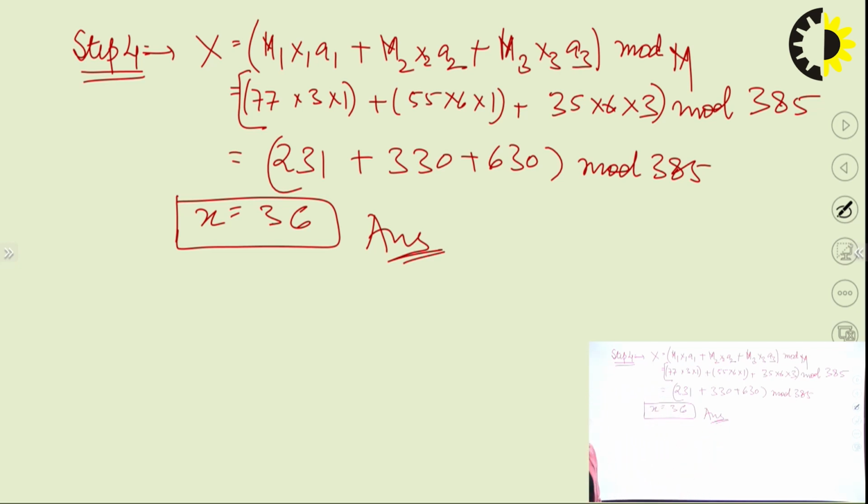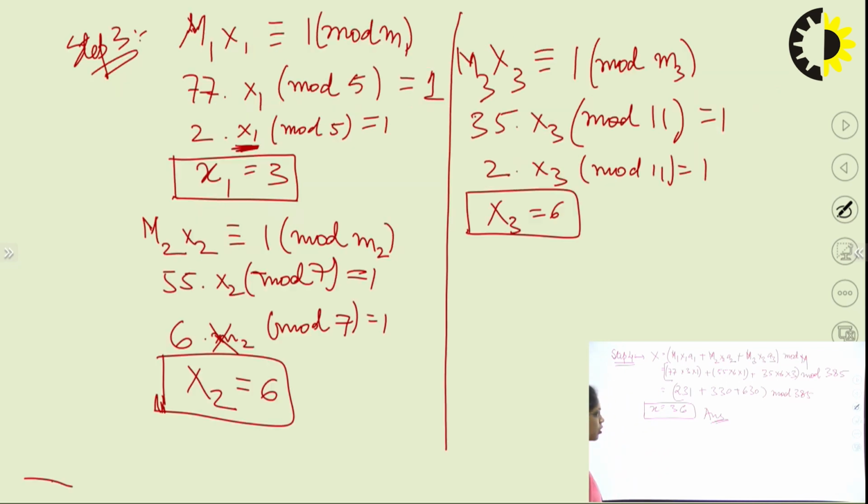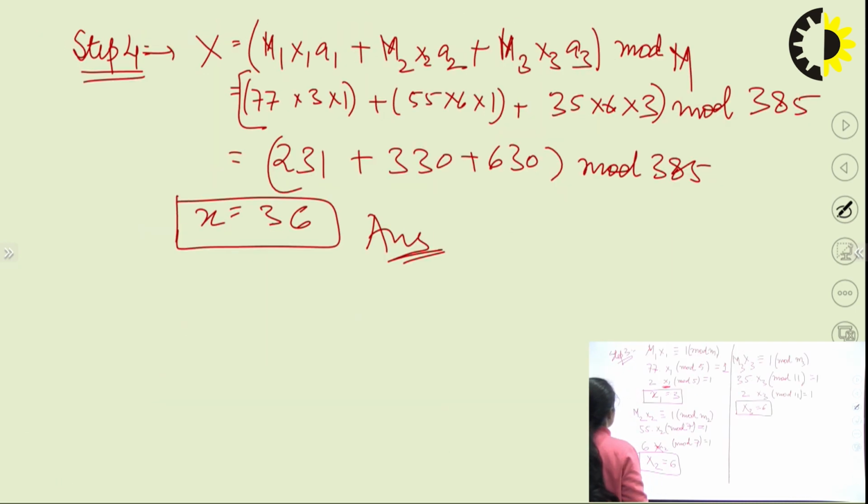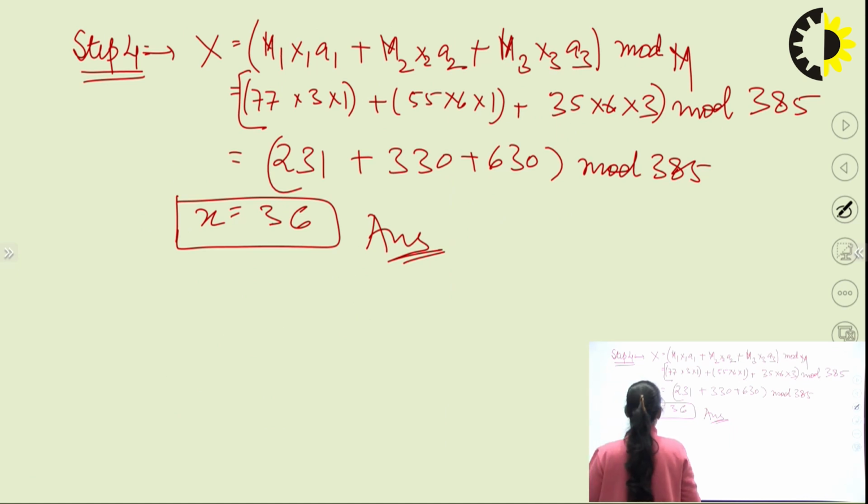We can cross check whether the value of x equals to 36 is correct or not. We have calculated it correctly or not. We can cross check it. How we can cross check? We will go back to the question. This one is our question. We will put the value of x over here and we will check whether all these three equations are satisfying or not. So we can check that.